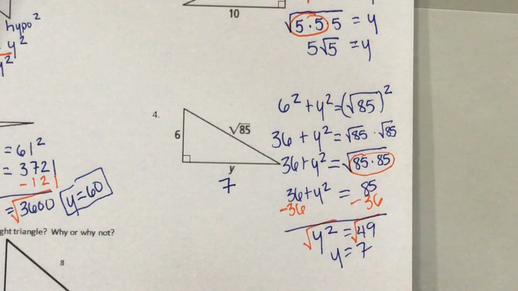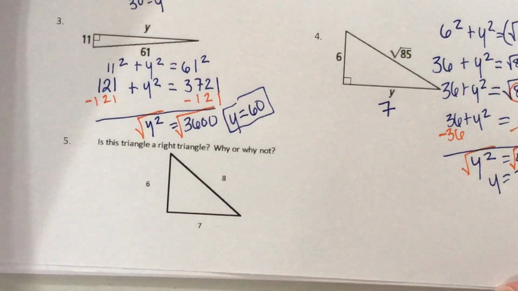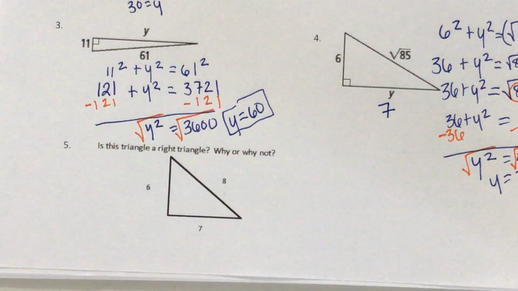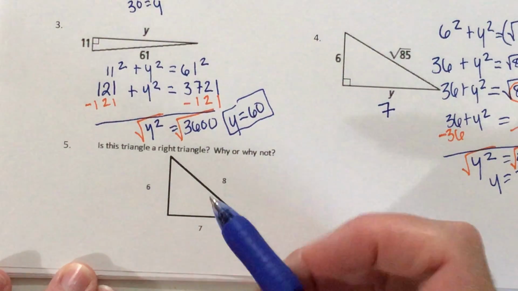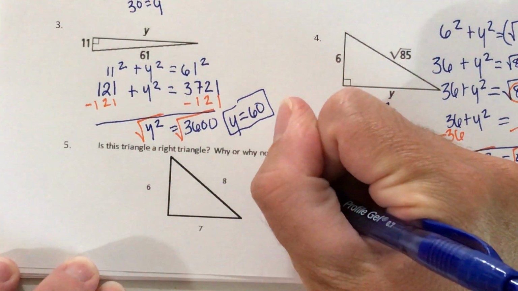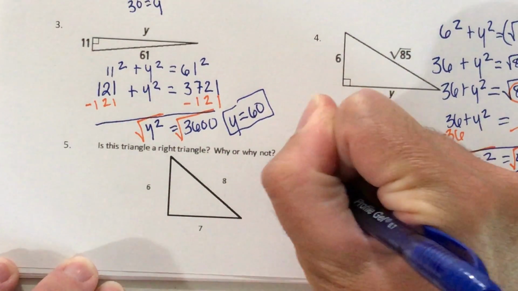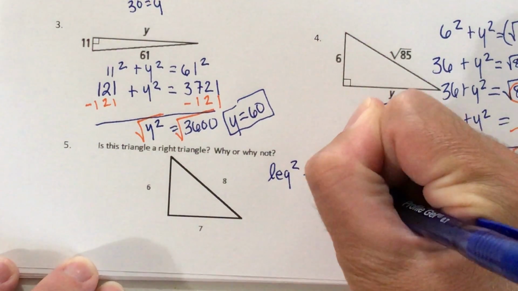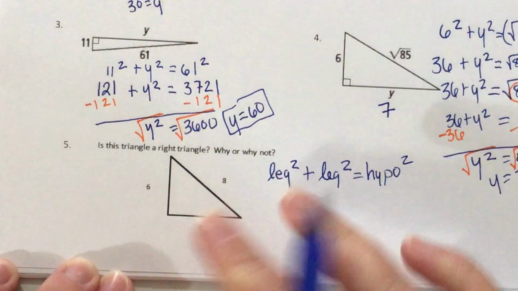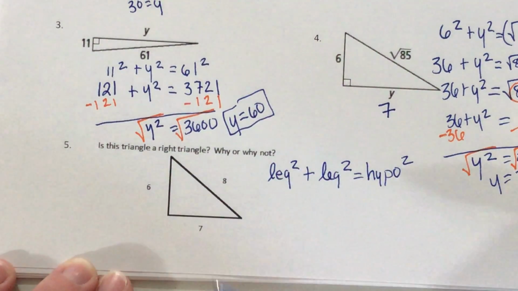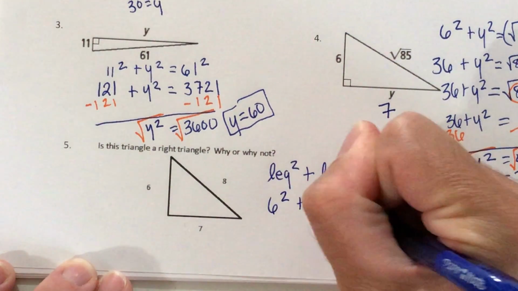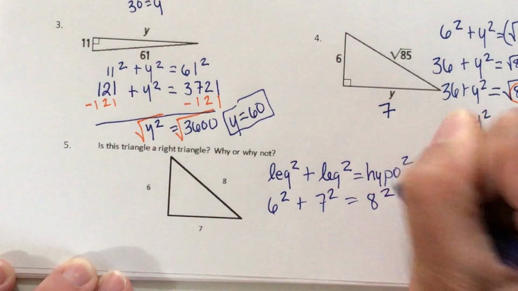Now, in number 5, the question wants to know, is this triangle a right triangle? Why or why not? So we're going to use our Pythagorean theorem to justify. So if it is, then the leg squared plus the leg squared has to equal the hypotenuse squared. Now, why am I assuming that 8 is the hypotenuse? Well, it's the longest side on the triangle. So is 6 squared plus 7 squared equal to 8 squared is the question.